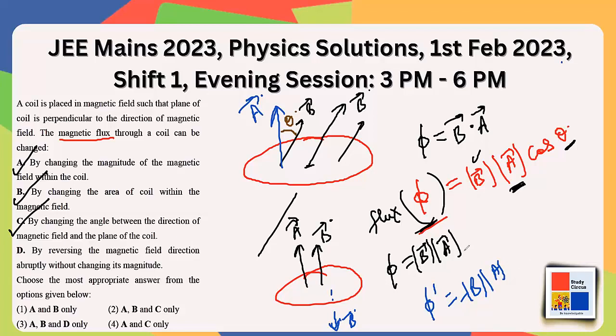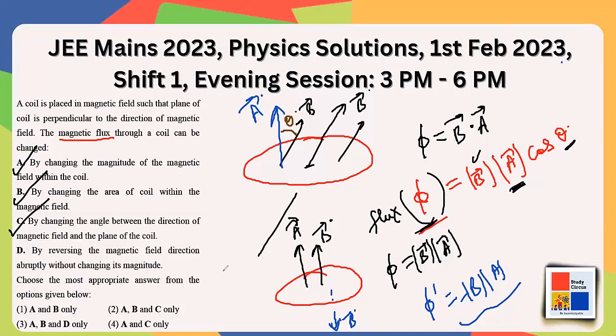Because when you change the direction of B, the angle between A and B becomes pi, 180 degrees. Cos of 180 is minus 1. So the flux will be the negative of what it was before changing the direction of the magnetic field, but magnitude wise it is going to be the same.